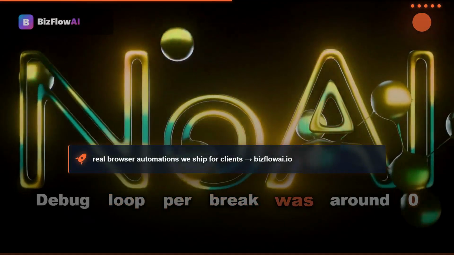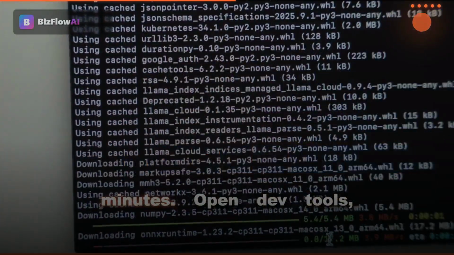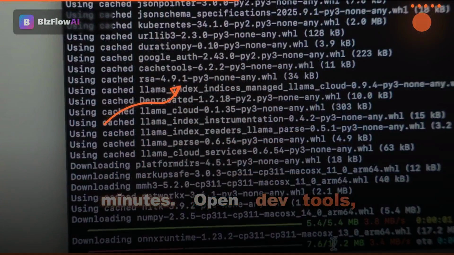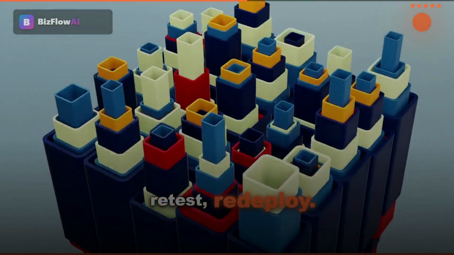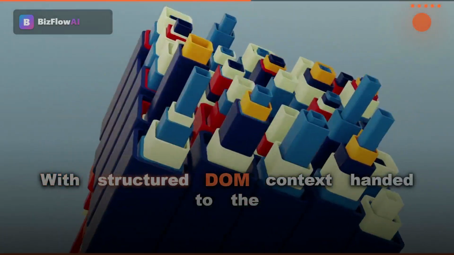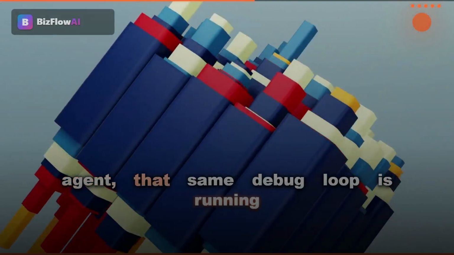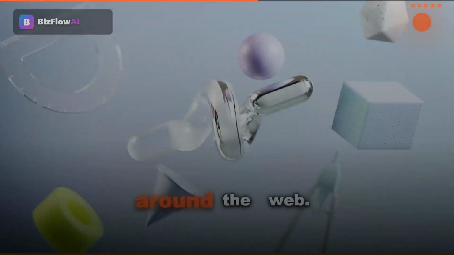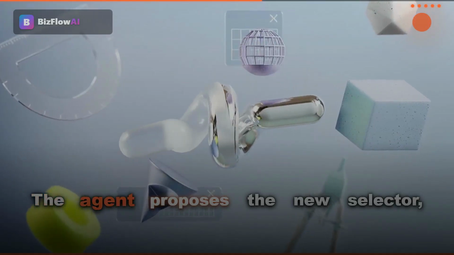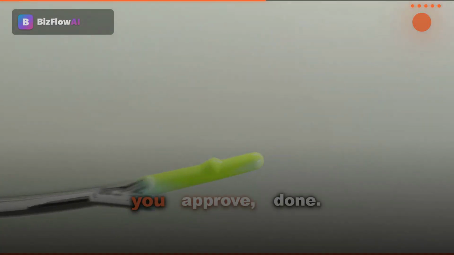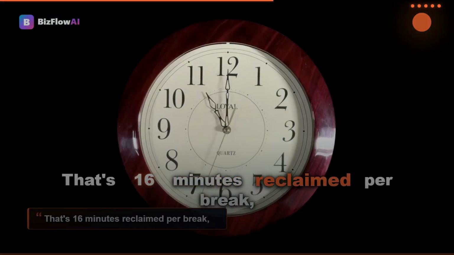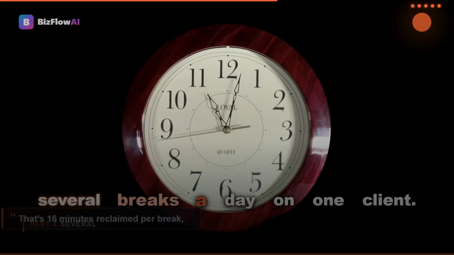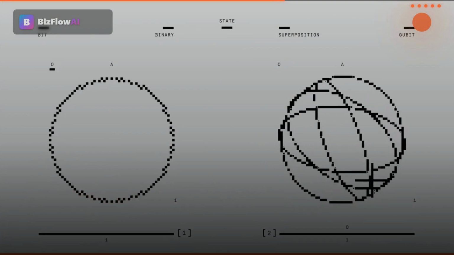Debug loop per break was around 20 minutes. Open DevTools, hunt the element, patch the selector, retest, redeploy. With structured DOM context handed to the agent, that same debug loop is running around 4 minutes. The agent proposes the new selector. You approve, done. That's 16 minutes reclaimed per break. Several breaks a day on one client. Multiply across a book of business.